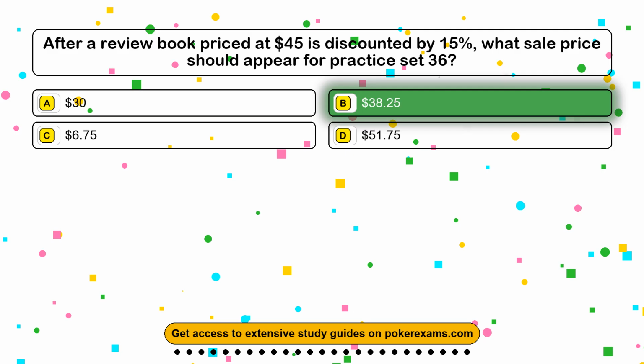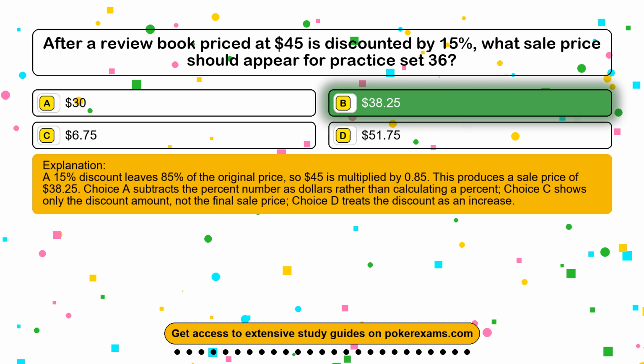The correct answer is option B, $38.25. A 15% discount leaves 85% of the original price, so $45 is multiplied by 0.85. This produces a sale price of $38.25. Choice A subtracts the percent number as dollars rather than calculating a percent. Choice C shows only the discount amount, not the final sale price. Choice D treats the discount as an increase.